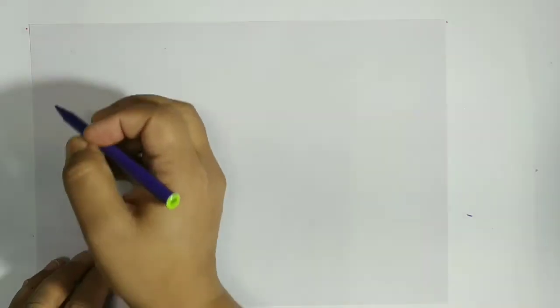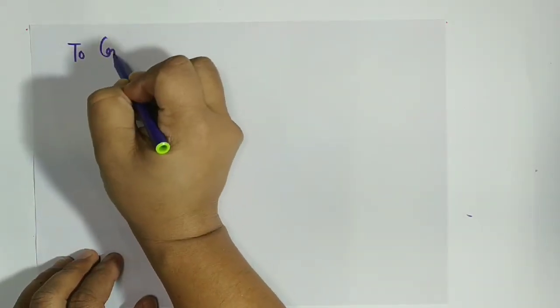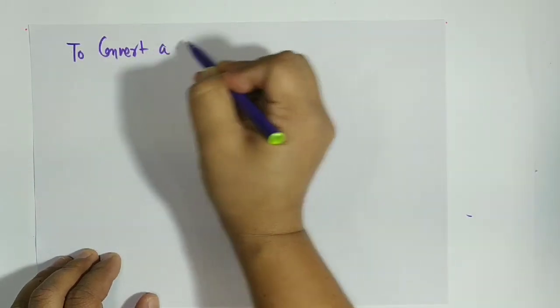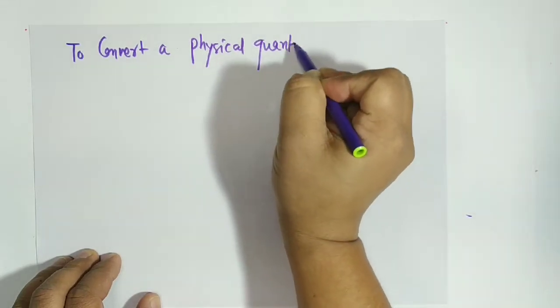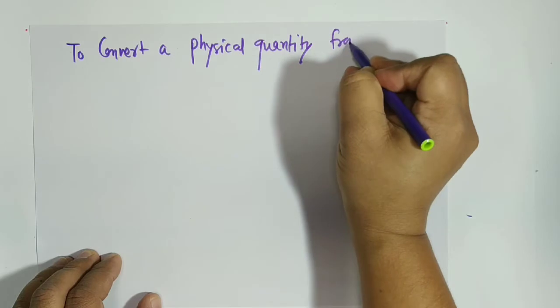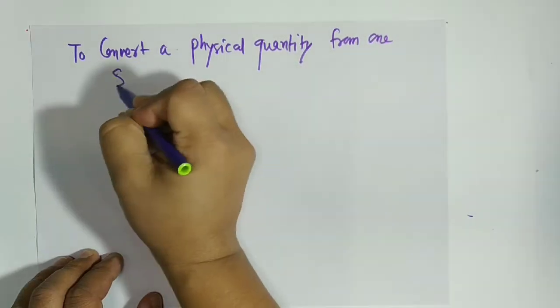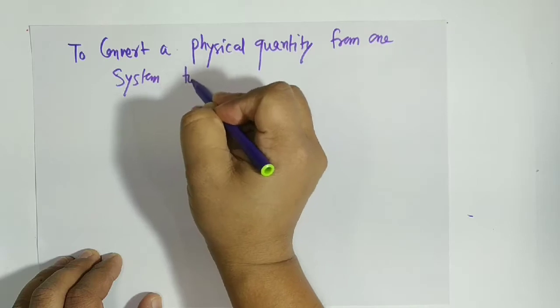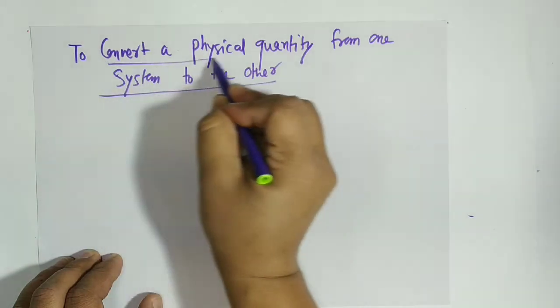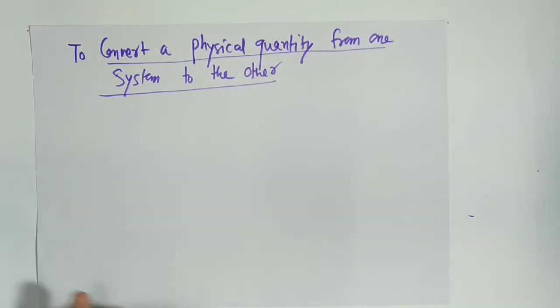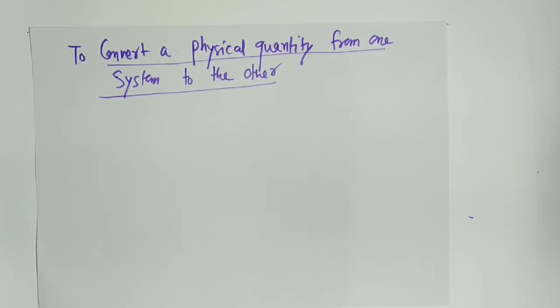Continuation with the application of dimension. Today we will discuss one application also, and that is to convert a physical quantity from one system to the other. That means if you want to convert one system to the other, then how are we going to use the dimensions? And it's very simple.